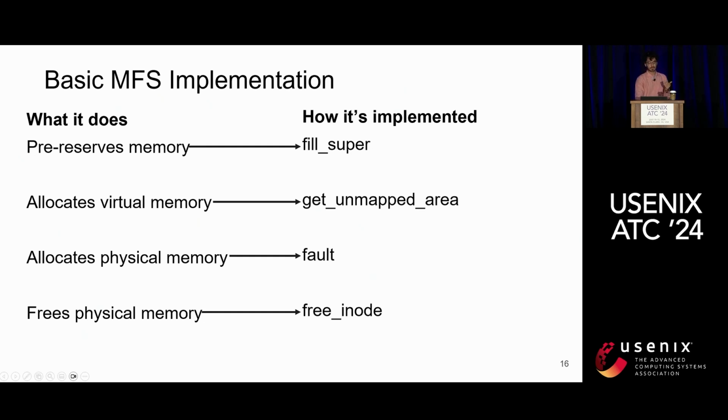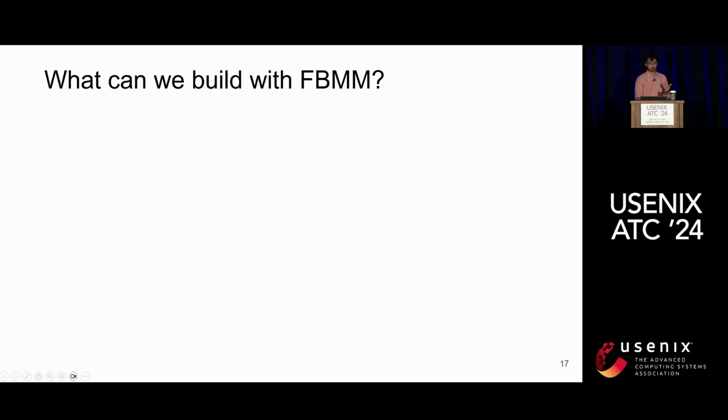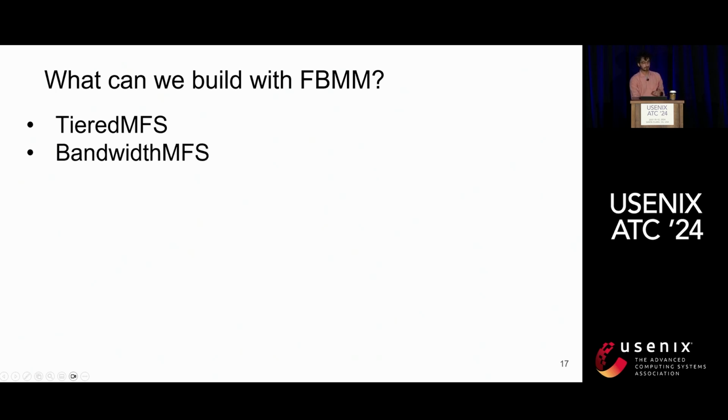So what more complex MFSs can we build with FBMM? To show the expressiveness of FBMM, we created 3 different standalone MFSs. Tiered MFS implements a tiered memory system inspired by the TPP work described at the beginning of the talk. Bandwidth MFS efficiently uses the memory bandwidth available on a system by interleaving the memory across the NUMA nodes with user-defined weights. Finally, contiguous MFS attempts to allocate the physical memory as contiguously as possible.